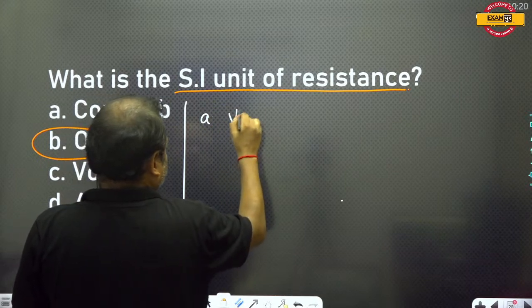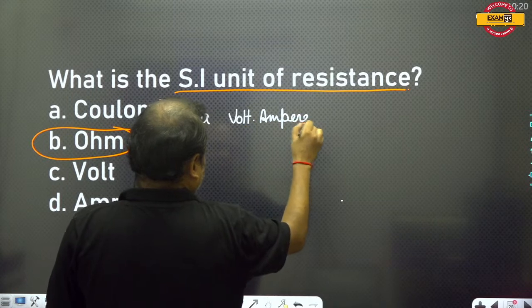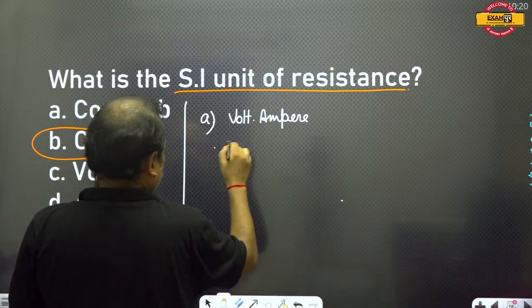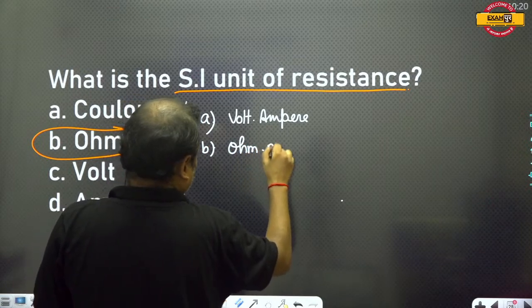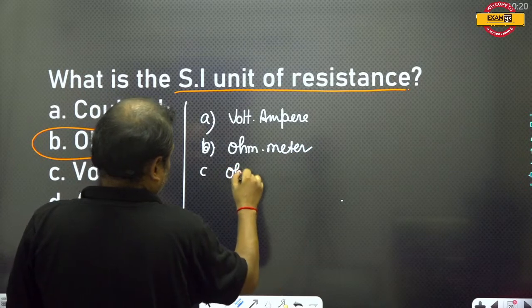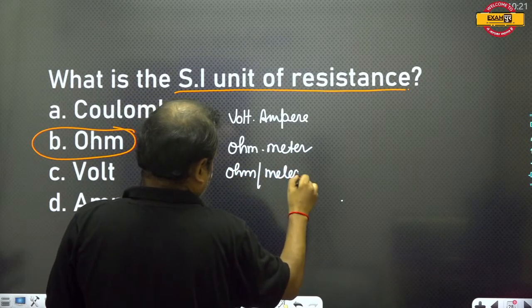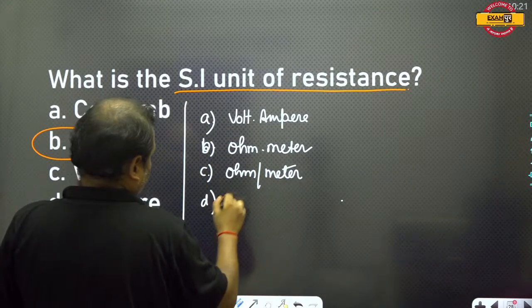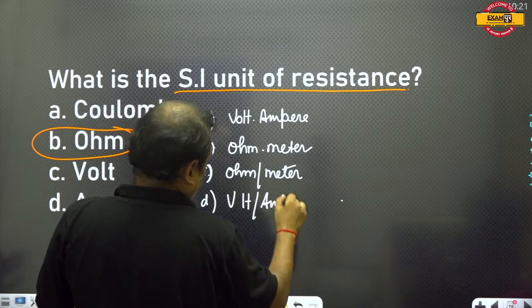A, this is volt into ampere. B, ohm into meter. C, ohm per meter. D, volt per ampere.